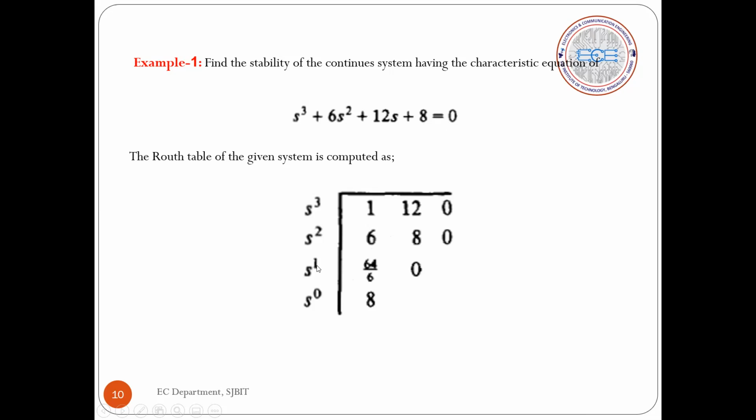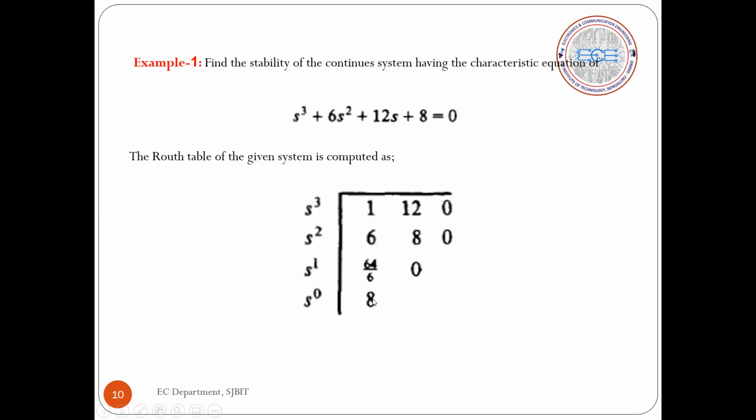So S power 1, how can we compute? S power 1 we can compute this way: 6 into 12 minus 1 into 8, divided by 6. 6 into 12 is 72, minus 8 is 64, divided by 6 is the first term we have. Okay. Next, how to compute the second term? To compute the second term, I have to take 1 and 6, 0 and 0. So these four elements I have to consider. 1 into 0 is 0 minus 6 into 0, 0. So I have 0.